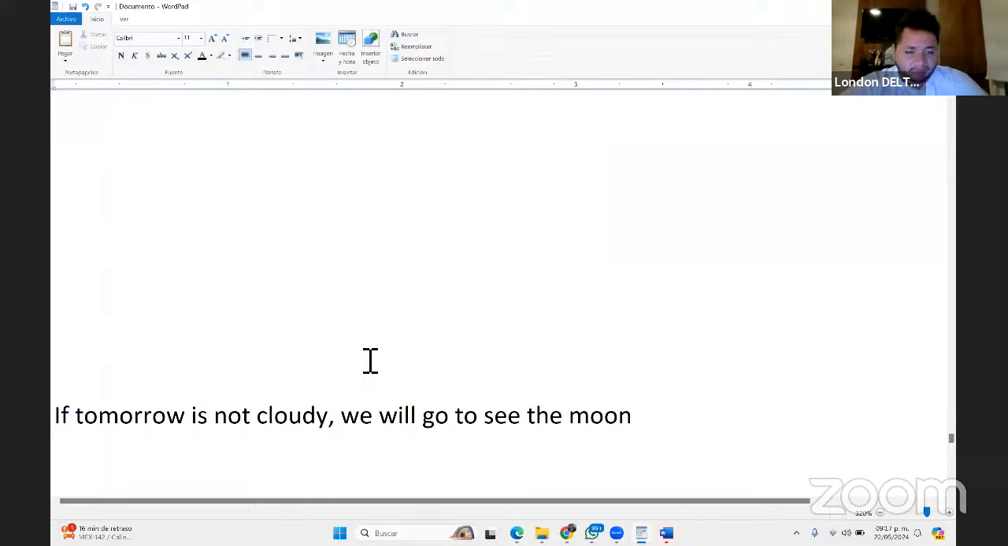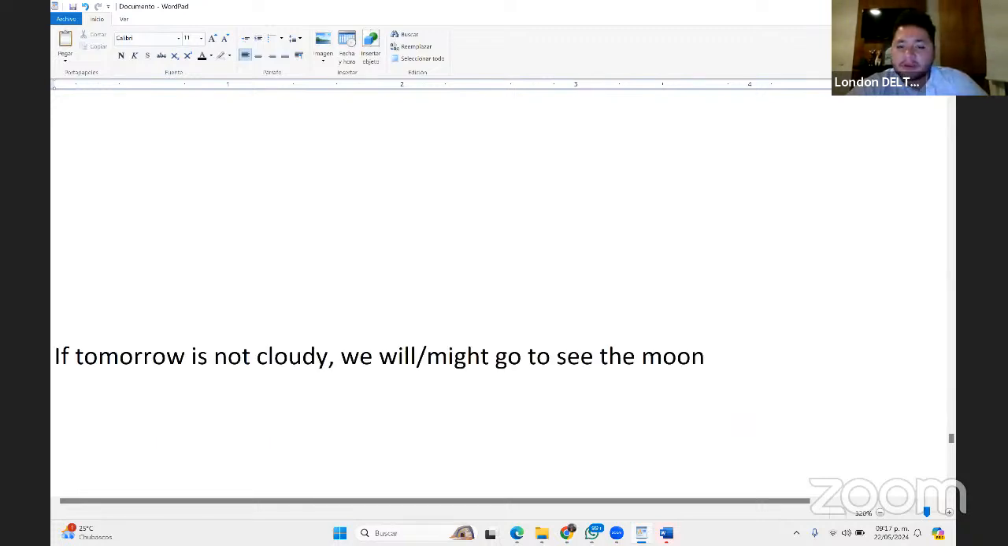Okay. So this is called first conditional. The way you use it is you have in this part the simple present, but then here you have the future will, right? Actually, you can also use here might, right? We might go to see the moon as a possibility, right? Okay. Now we have some other conditional that is called the zero conditional.